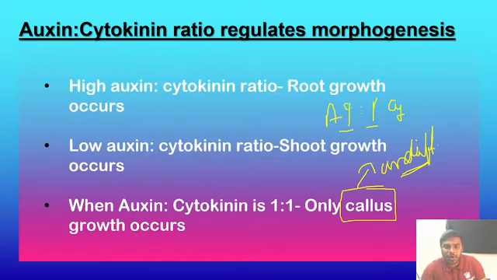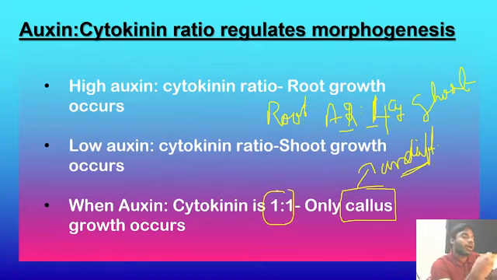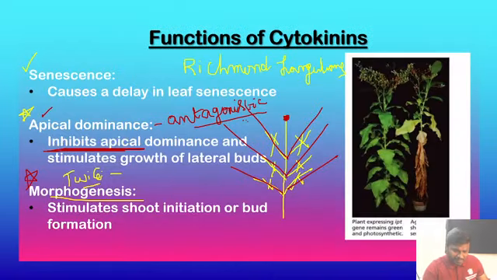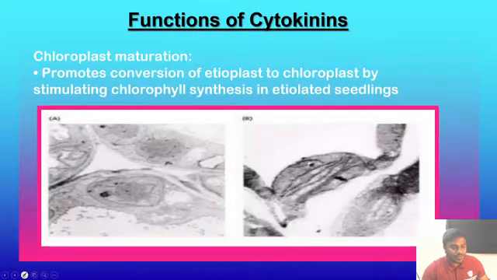Suppose, for example, I kept auxin at a 2 ratio and cytokinin at a 1 ratio. Then what happened? Obviously it leads to the development of a root. Suppose I kept auxin at a 2 ratio and cytokinin at a 4 ratio. Obviously it leads to the development of a shoot. But if I keep both auxin and cytokinin in a 1:1 ratio, it never leads to the development of any root or shoot. Instead, it gives rise to the formation of a callus. That's so simple, you can remember. That is exactly what we call morphogenesis. Next, very important, all functions are important, of course, you have to remember all. Next one, chloroplast maturation.